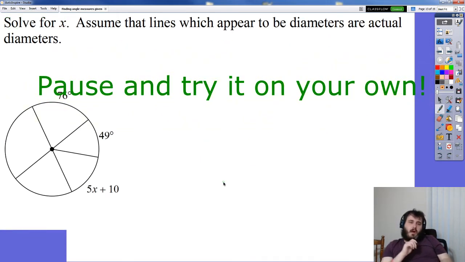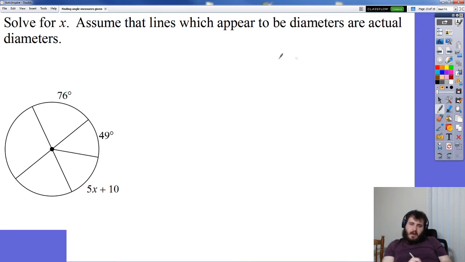Give this one a try. All the skills that we've talked about up until now are contained within this problem. You can do it. Think about it. Okay, so just like before, we're going to take these and add them up to some amount. Now, it says lines that appear to be diameters are in fact actual diameters. Look, here's a diameter. So these have to add up to 180, right? The diameter cuts the circle in half. We go in 180 degrees.